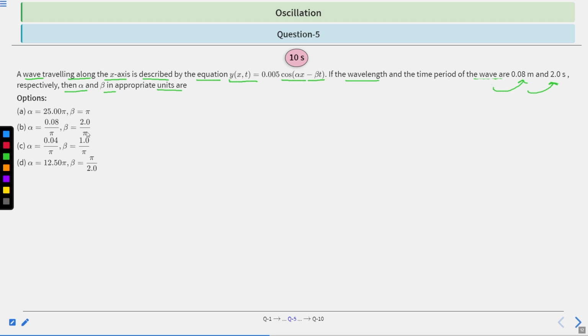Option B: alpha is equal to 0.08 pi, beta is 2.0 divided by pi. Option C: alpha is equal to 0.08 divided by pi and beta is equal to 1 divided by pi. Option D: alpha is equal to 12.50 pi and beta is pi divided by 2.0. Which one is correct? You have 10 seconds to solve this question. After 10 seconds, we will provide the solution.